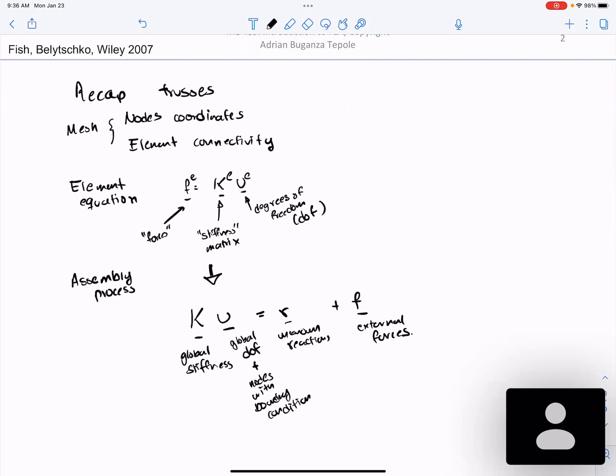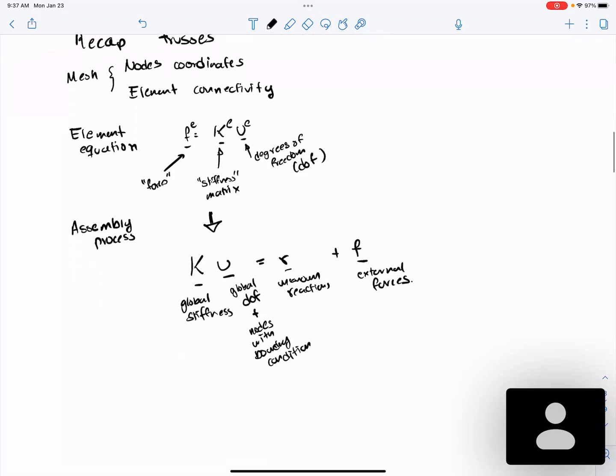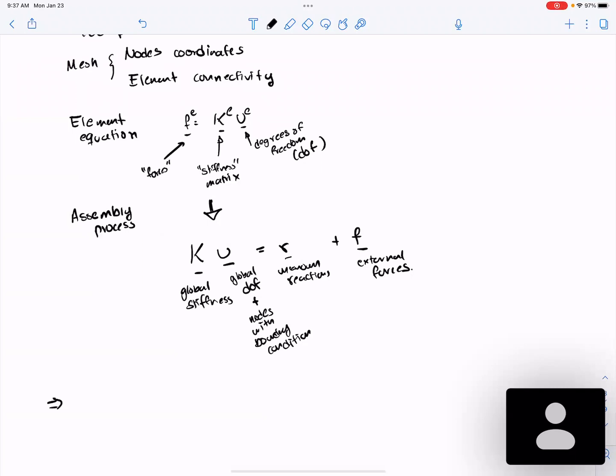And once we assemble this global system of equations, then we cannot solve that directly because we have a mix of unknowns and knowns in the left and right hand side. So the vector U, for example, contains some nodes for which we actually know the displacements, the degrees of freedom, and also some for which we don't know the displacements. And then the right hand side has some known components, all the external forces we know, but it also has some unknown reactions. So here there's a solution of that system of equations.